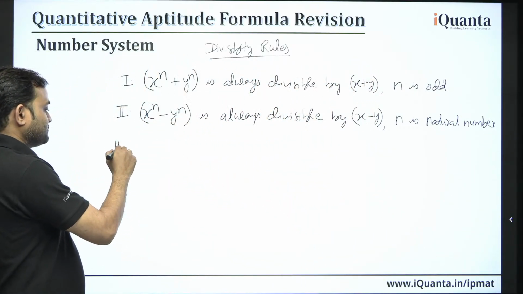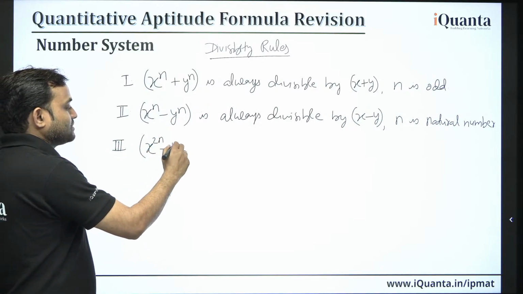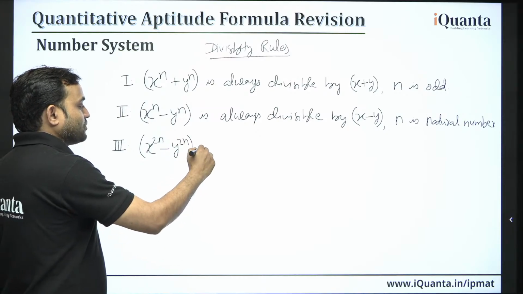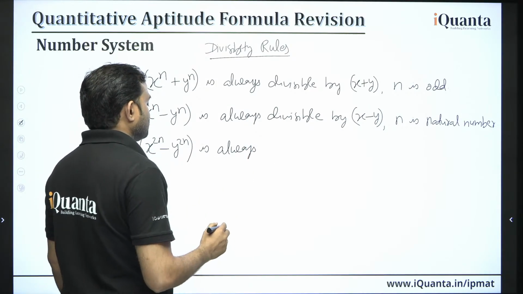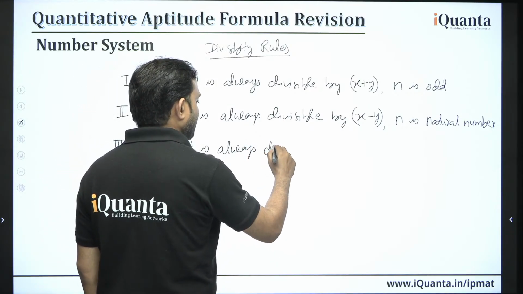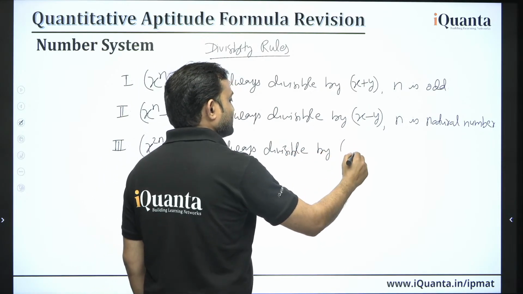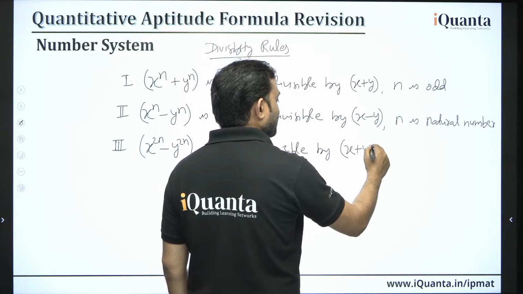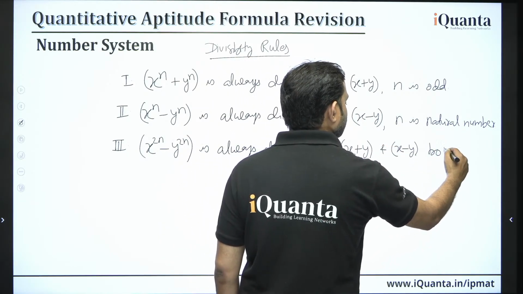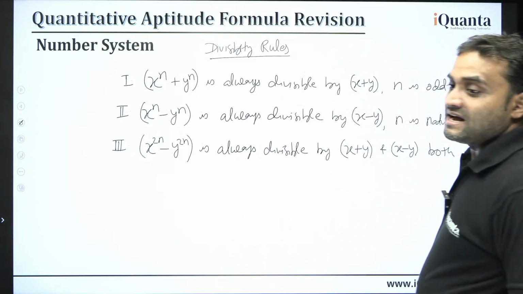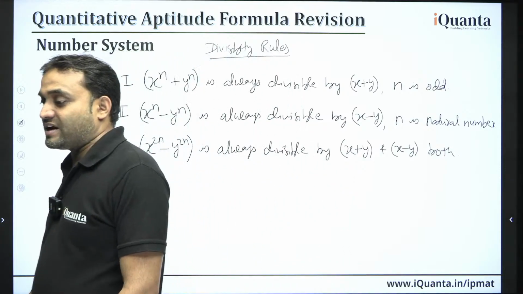Then the third one, what else can we say? x to the power 2n minus y to the power 2n is always divisible by x plus y and x minus y both. This will always be divisible by x plus y and x minus y. Okay.